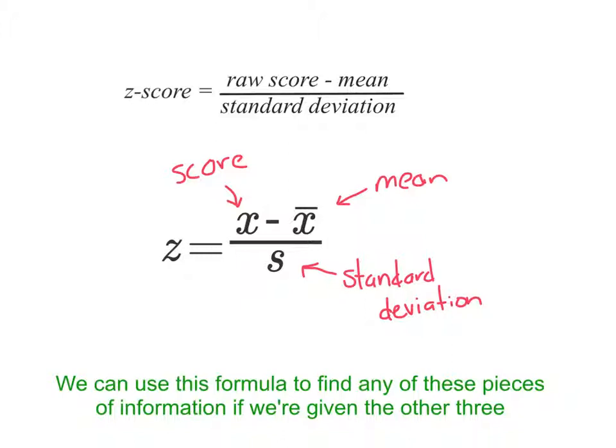So for example, if we were given the z-score, the mean, and the standard deviation, we could work backwards to figure out what the original score was. This formula is on your formula sheet in the HSC, but you need to be familiar with it and know when and how to use it.